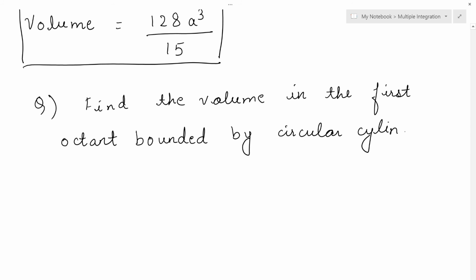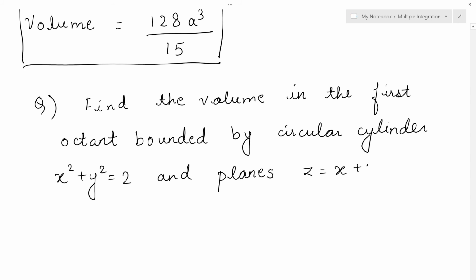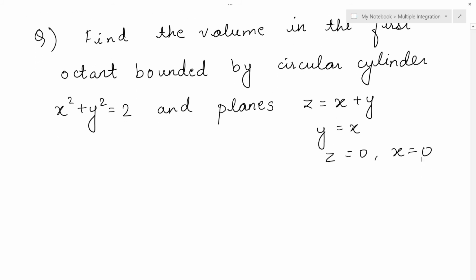Again, drawing this is not very feasible. We won't draw the diagram for this. We can directly imagine. And the planes are z is equal to x, y is equal to x, z is equal to 0, and x is equal to 0. Right? Fine.